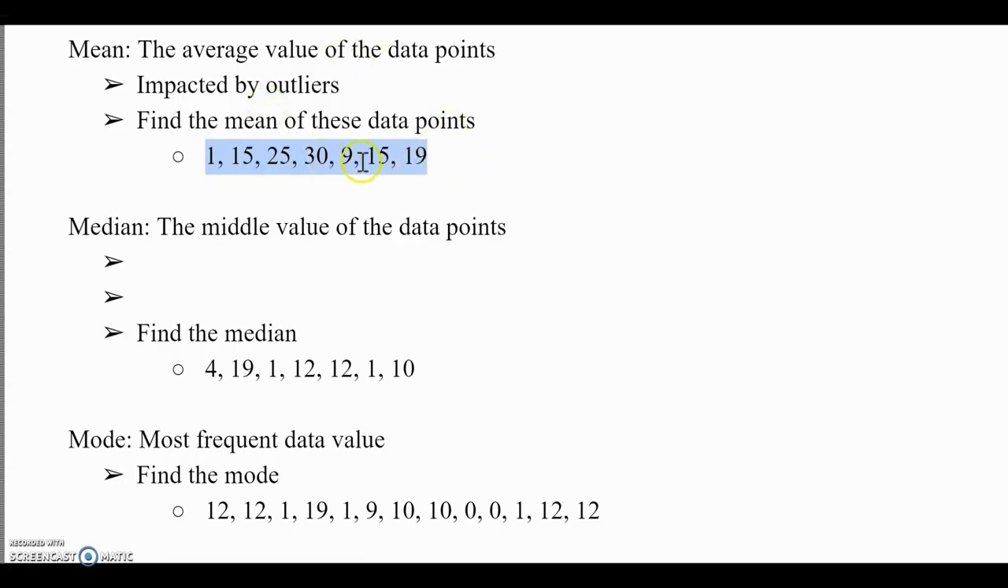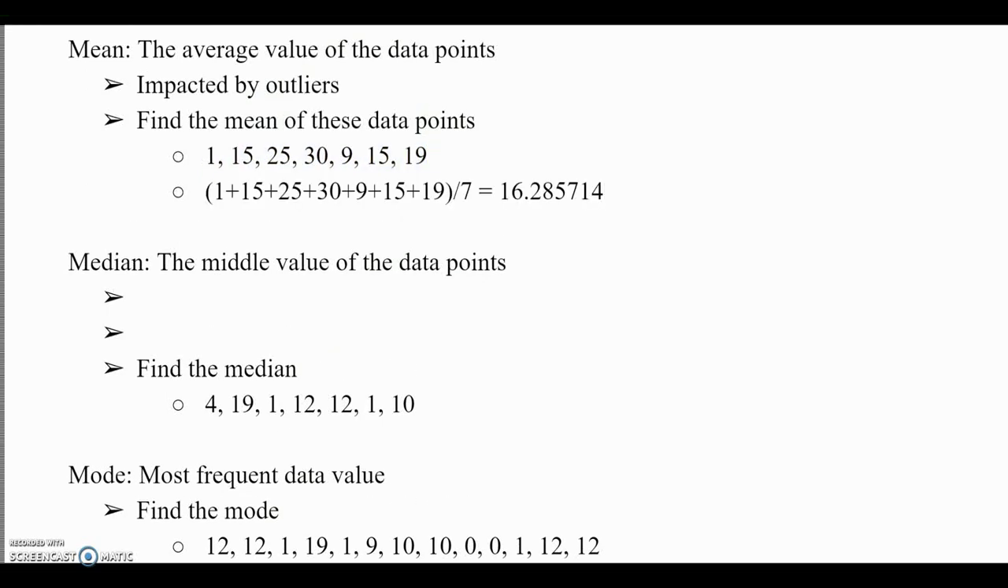Pause the video and try to find the mean of these data points yourself. And did you get this answer? So what I did was I added all of these data points together and divided it by the total number of data points. So 1 plus 15 plus 25 plus 30 plus 9 plus 15 plus 19 divided by 7, which is your total number of data points, which gave me this value.